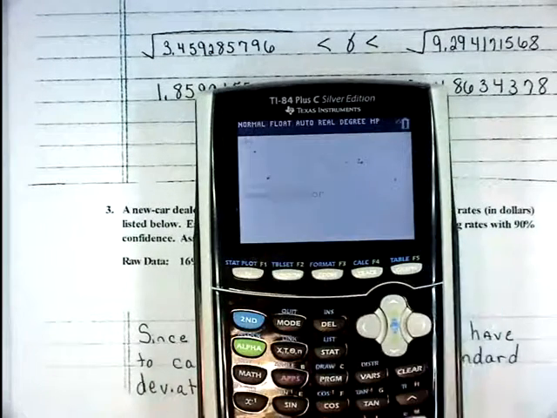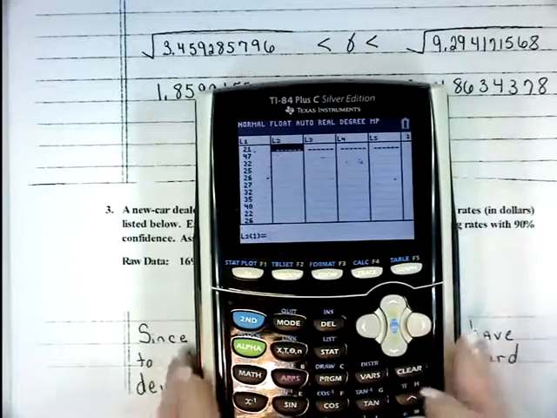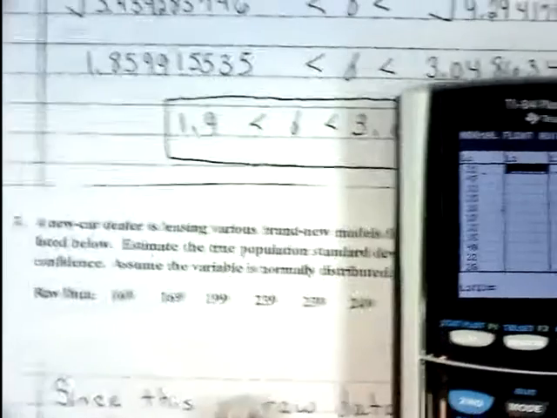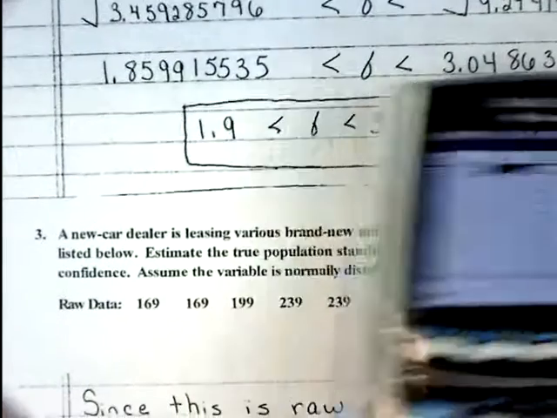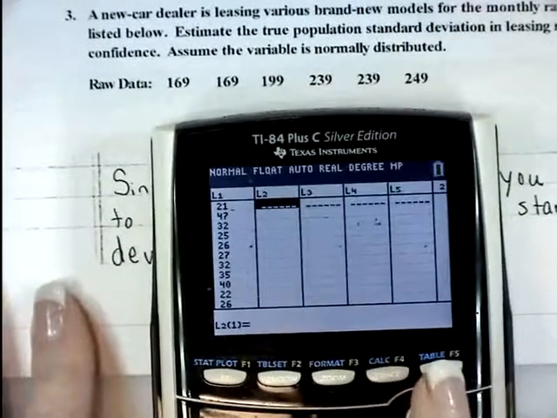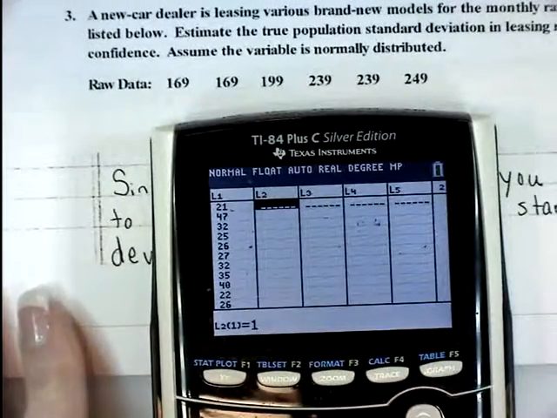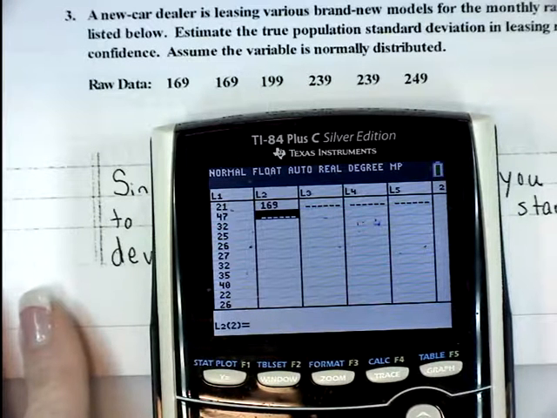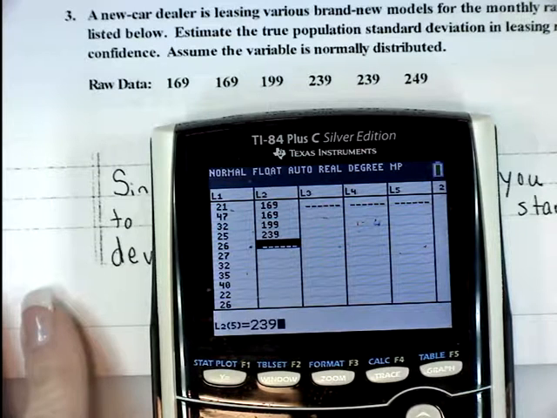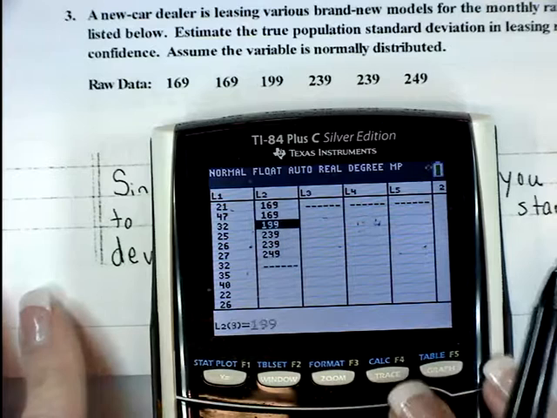So edit, and I'm going to put these under my L2 column, and that's going to be $169, $169, $199, $239, $239, $249. And this is money, so there's a special rounding rule for money.